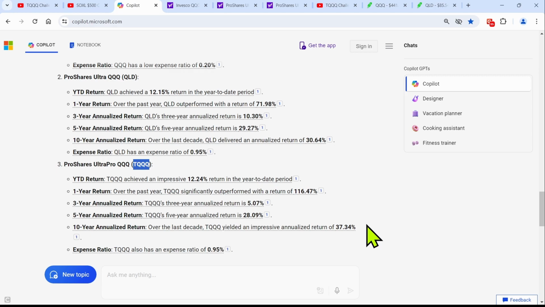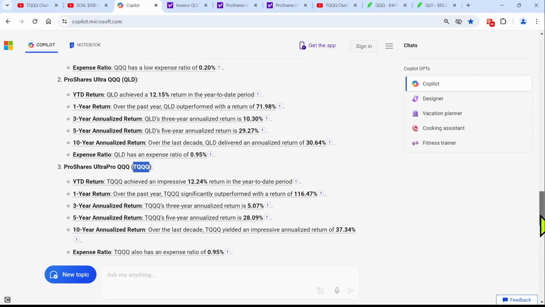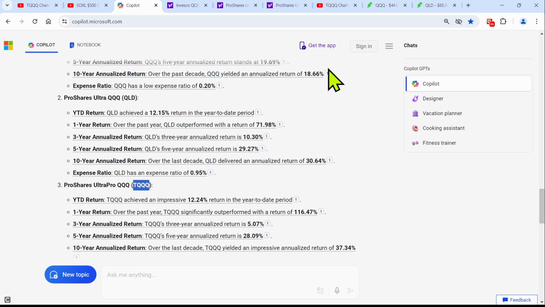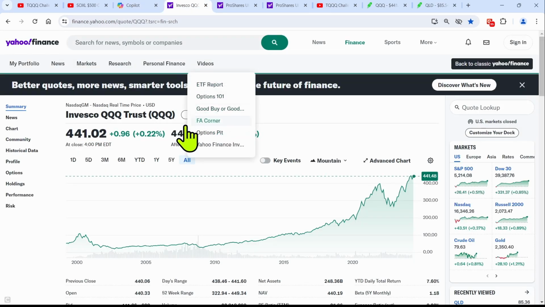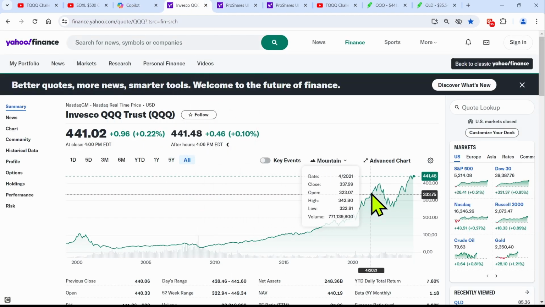Again, 10-year annualized returns are 18.66% per year for QQQ, 30.64% per year for QLD, and 37.34% per year for TQQQ. Showing that TQQQ has the highest return, QLD has the second highest return, and QQQ has the lowest return. However, as we can see in 2022, this is opposite during or right after downturns.